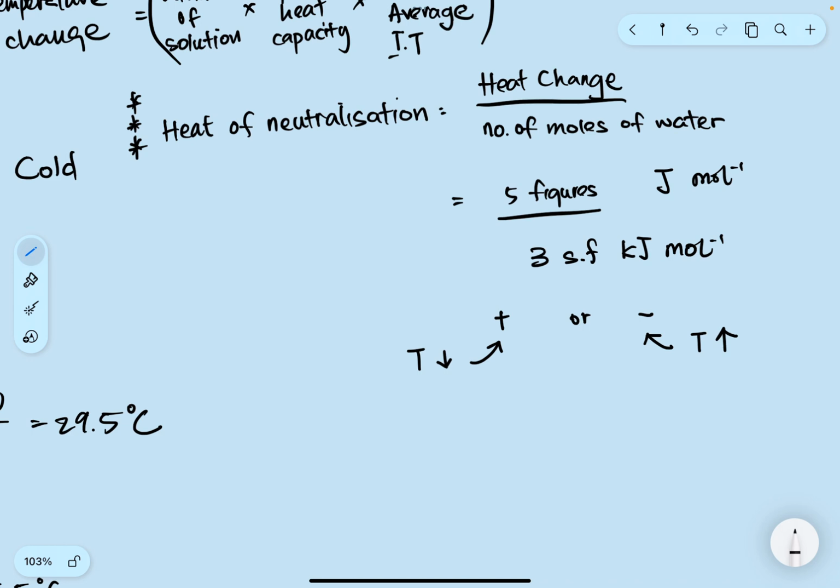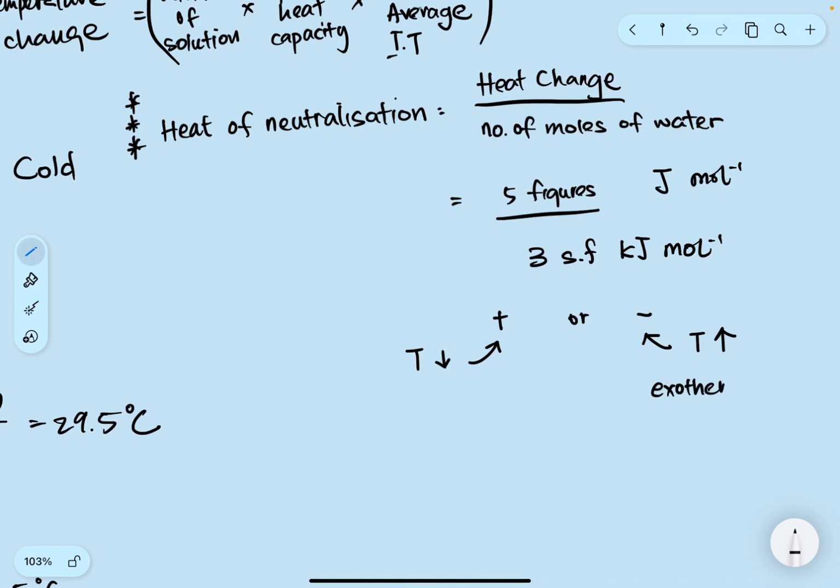Then this should be okay. Exothermic reaction and endothermic reaction: the temperature for an exothermic reaction increases, while for an endothermic reaction, it will decrease. However, here is a very nice tip for everyone. A neutralization reaction will always be an exothermic reaction. So remember to put a negative sign before you finish your answer.